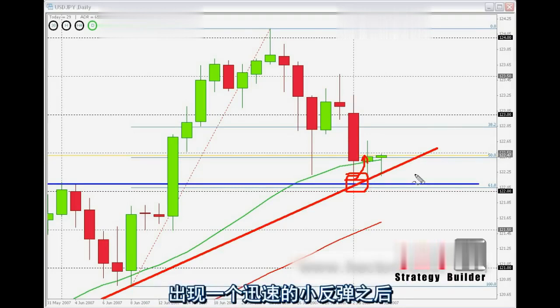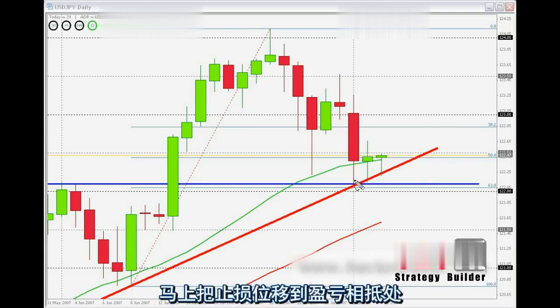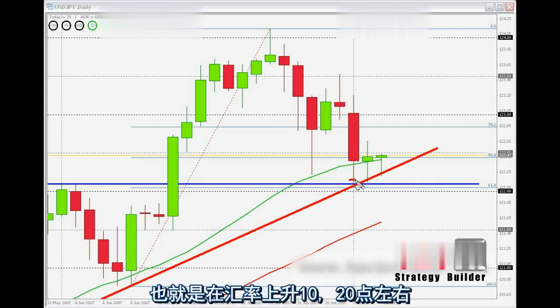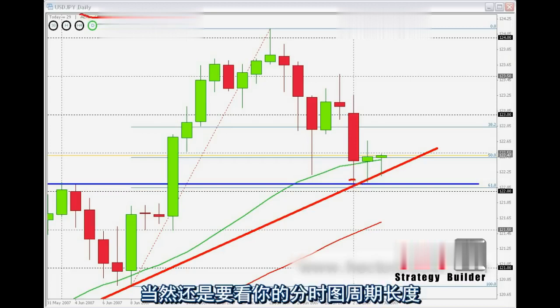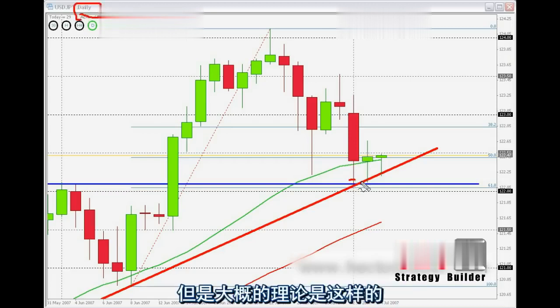All right, we see a quick bounce to the upside, and what we do is basically move a stop to break even as soon as price has run 10, 20 pips in our favor. Okay, once again, depending on the time frame. All right, but nonetheless, that's the idea. We are getting immediately filled upon touching this level. Many orders are filled in the market.